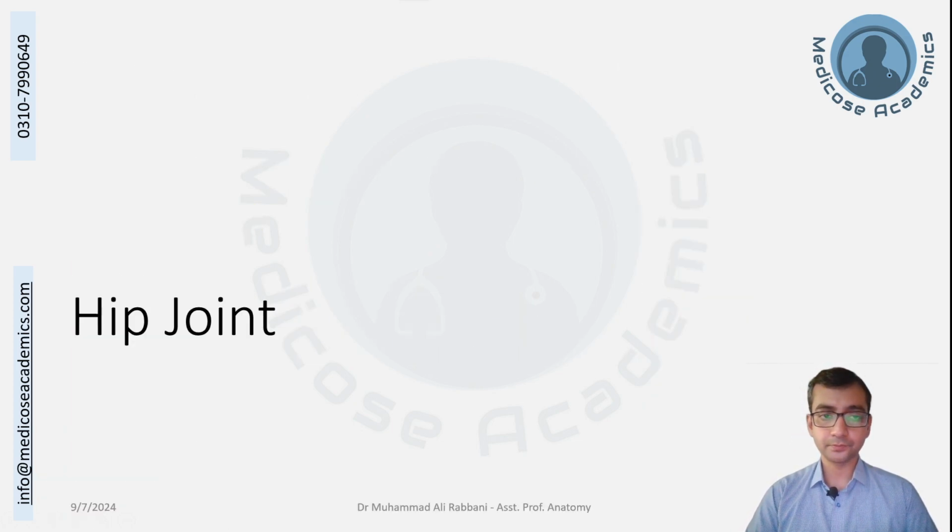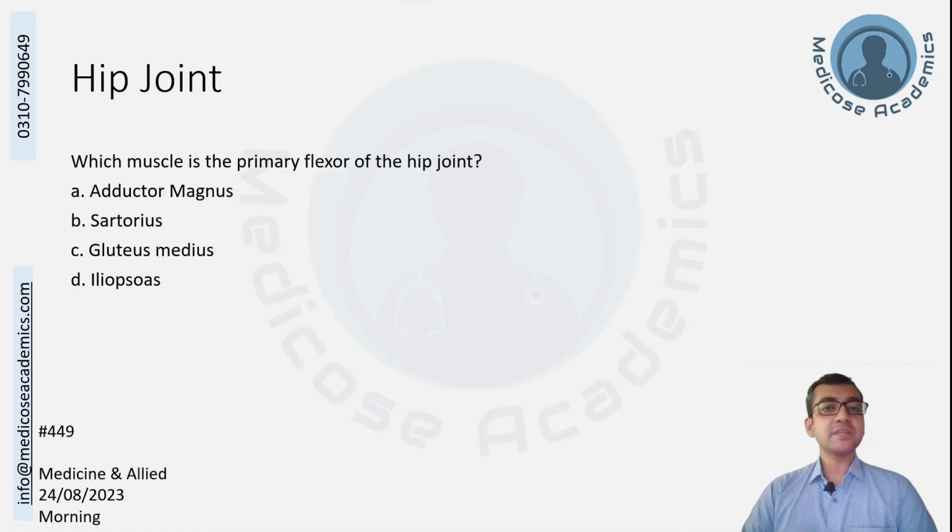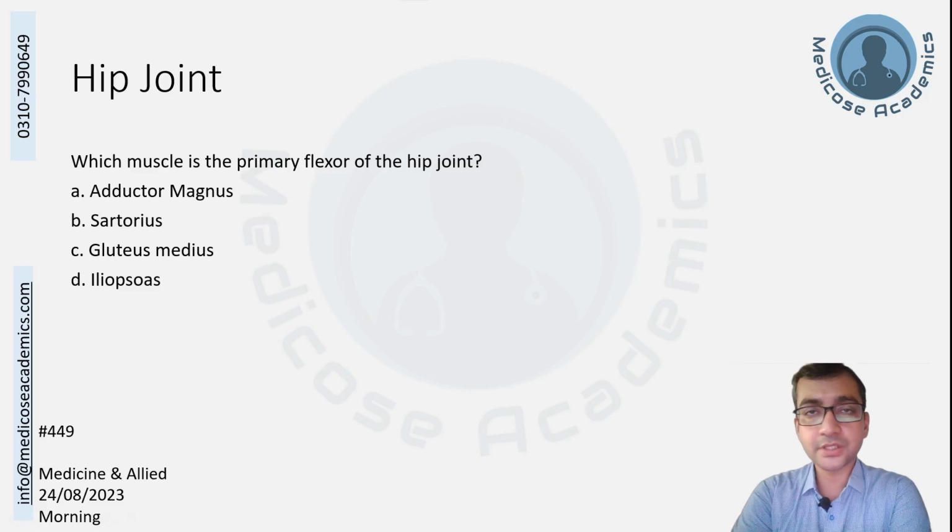Hip joint. Which muscle is primary flexor of the hip joint? For each joint, you are commonly asked questions regarding the type of the joint, like it's a ball and socket joint, and the muscles for the movement. Sometimes you are asked about the ligaments. The most commonly asked question regarding ligament is the strongest ligament of the body, iliofemoral ligament. But let us stick to the question at present here.